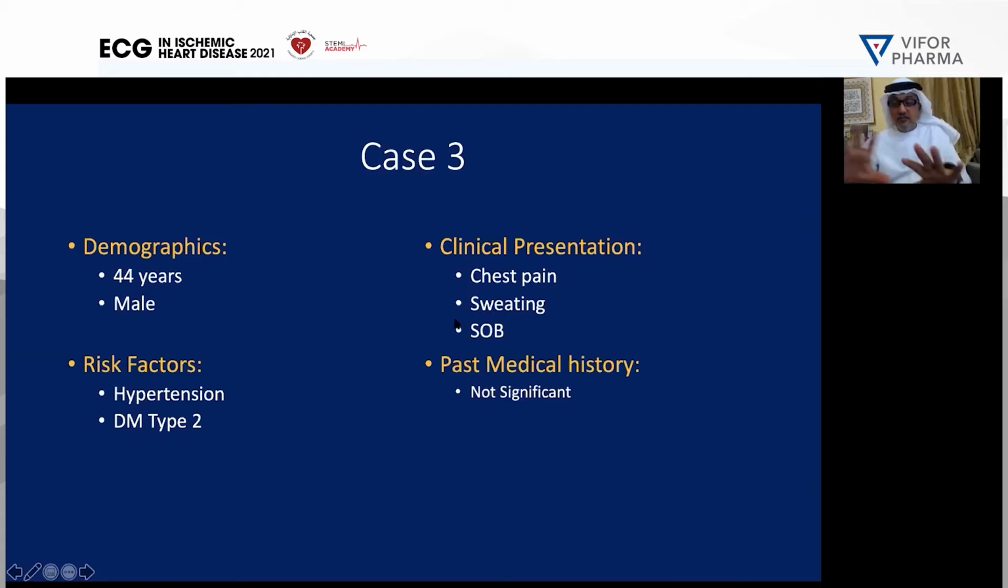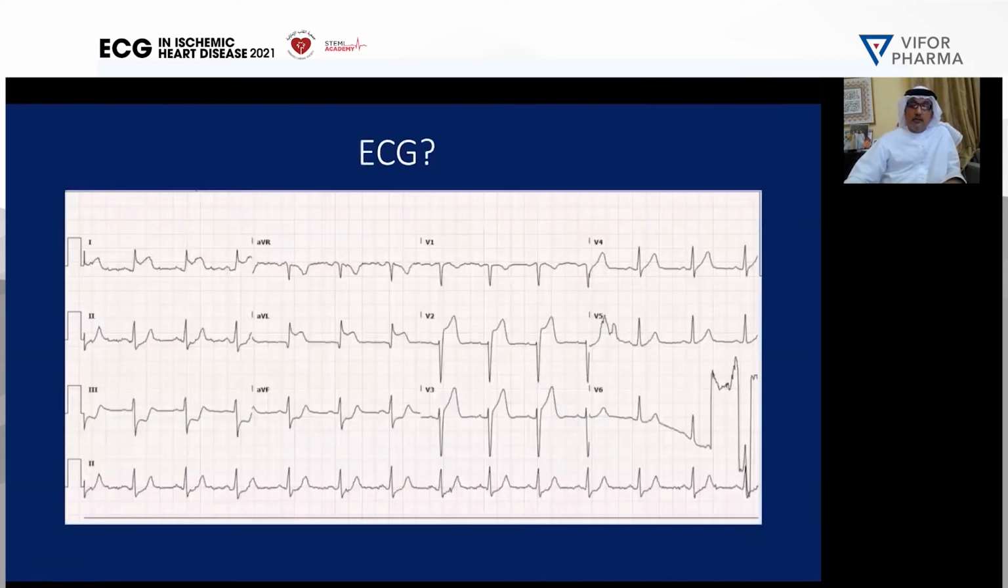So we talked about the definition of ST elevation based on the criteria, and typical and atypical. Now let's see this case and the message out of it. A 44-year-old male with 2 risk factors, which are hypertension and diabetes. He comes in with chest pain, dyspnea, and sweating. So this patient deserves an ECG, no doubt. You get the ECG done, and this is his ECG.